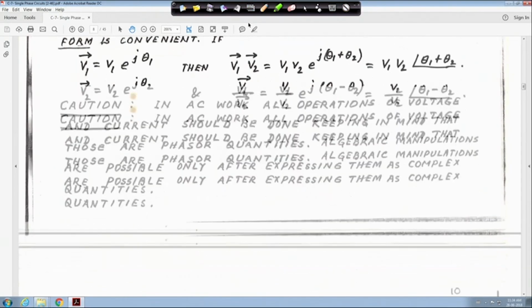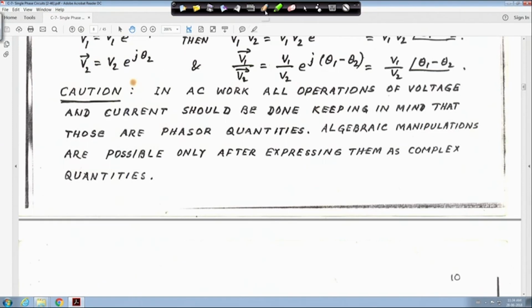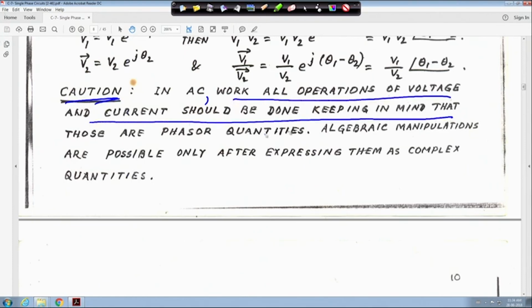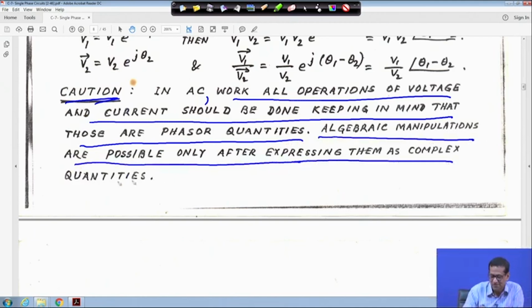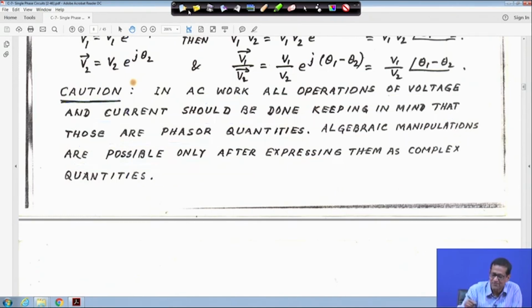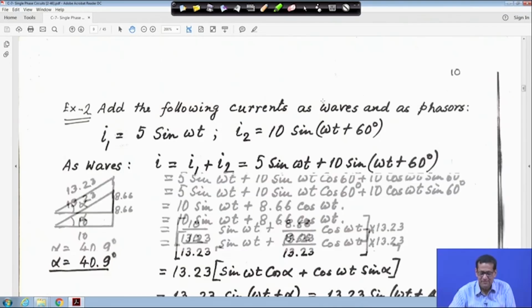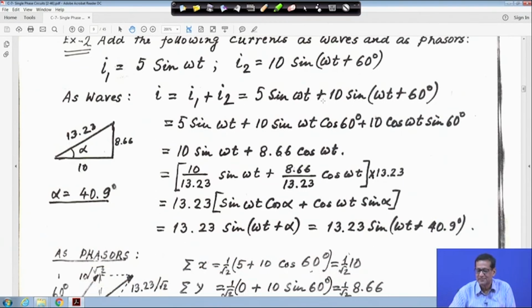Now some caution is written here. In AC, all operations of voltage and current should be done keeping in mind that those are phasor quantities. Algebraic manipulations are possible only after expressing them as complex quantities, so when you do the calculation, be careful about that. Next, add the following currents as phasors.